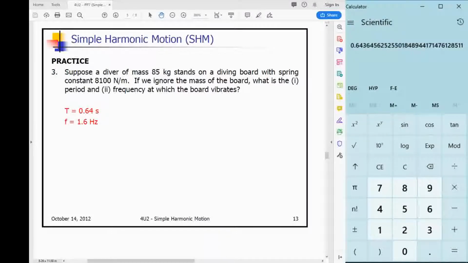To find the frequency, I need to find the reciprocal of this. So often your calculator will have a button like this, a 1 over x button, or an x to the power of -1 button. Pressing this once will just give us the reciprocal, which is 1.55. Rounding to 2 significant digits gives 1.6 hertz.